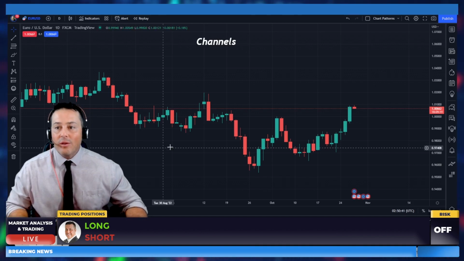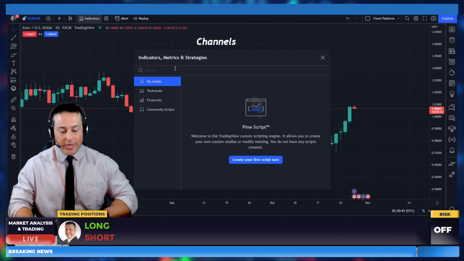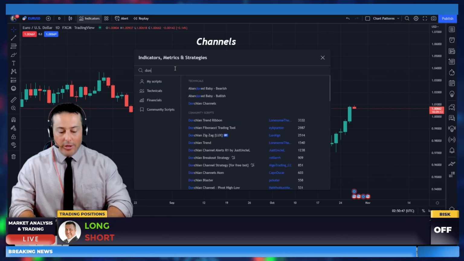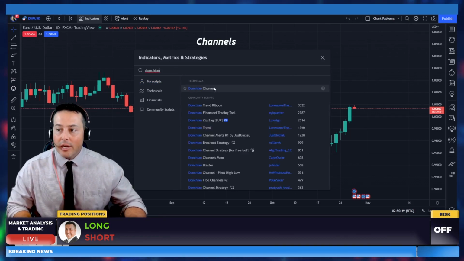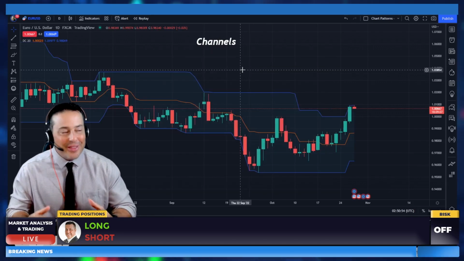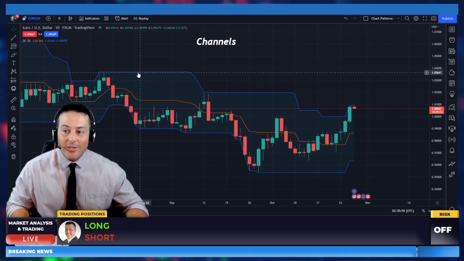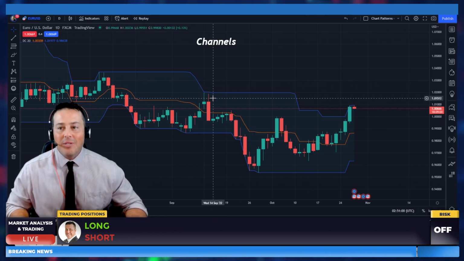The first type is channels. The most common type of channel used in the live market is Donchian channels. So you just go right there to indicators, you go to Donchian, boom, Donchian channels pops up. These are public domain indicators, which means you don't have to pay, you don't have to do anything. These are available to everybody, typically on most platforms. You'll see the Donchian channels are just a set of parallel lines that encapsulate price action.